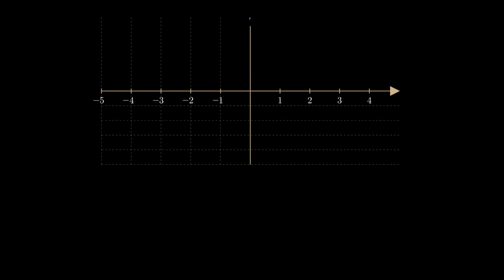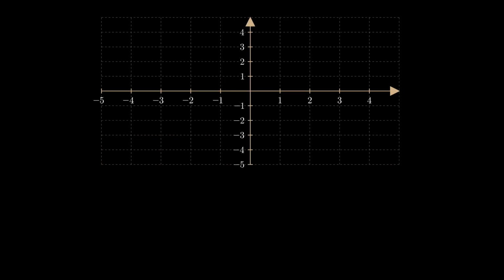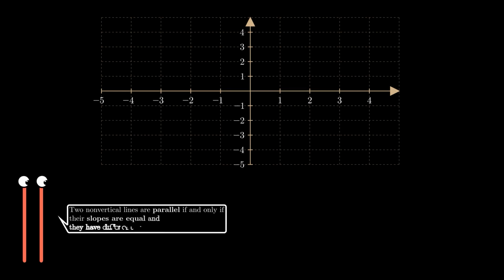Slope is an important concept in geometry. There are many interesting properties of lines that can be understood using slope. For example, we can determine if 2 lines are parallel by looking at their slopes. 2 lines are parallel if their slopes are equal and they have different y-intercepts. This is how 2 parallel lines look on a graph. If lines are not parallel, they are bound to intersect at some point. This is the same as saying that the slopes of the lines are not equal.